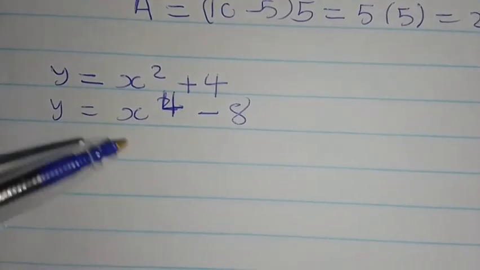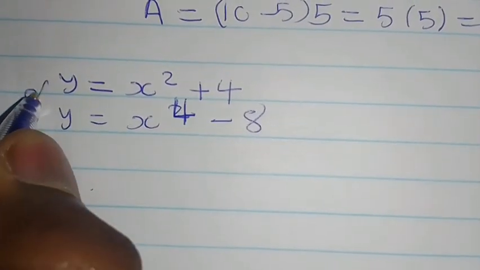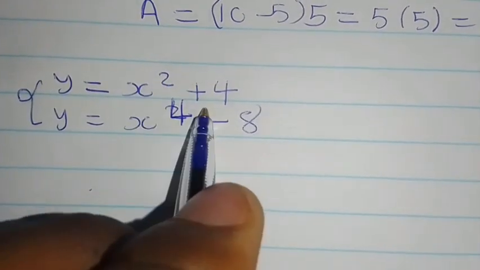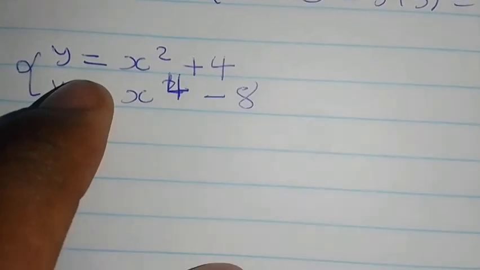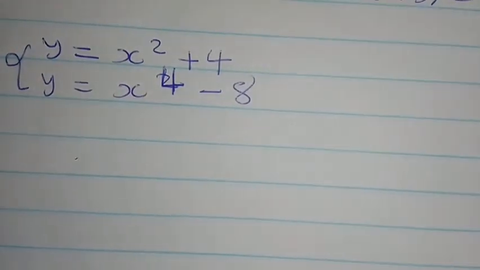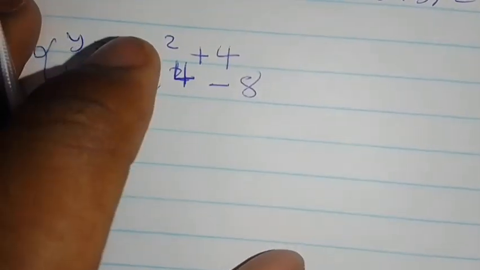Now next, let's do this question. Find the minimum vertical distance between the two graphs. Now we're looking for the minimum distance between these two graphs.